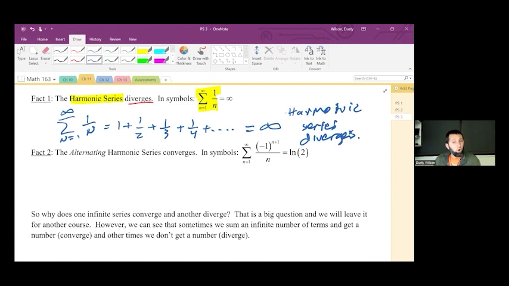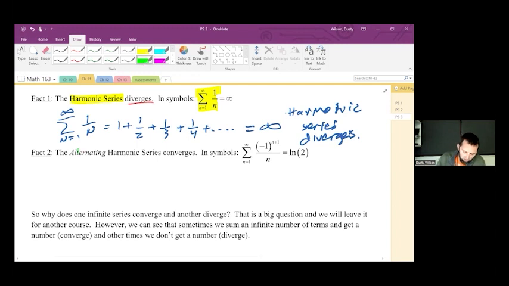Fact 2, the alternating harmonic series converges. In symbols, that'd be the sum from n equals 1 to infinity of negative 1 to the n plus 1 over n equals the ln of 2. I don't actually care that it's the ln of 2. What I really care about is that it converges. That is, it equals a number.